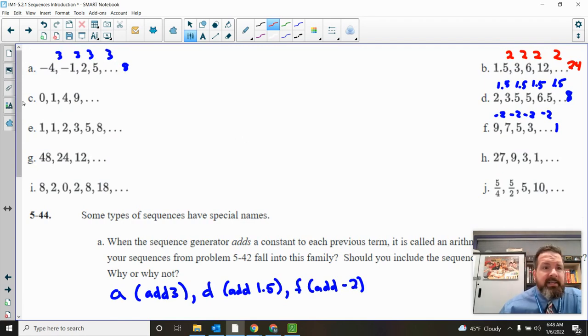Okay, letter C. Well, here there's a big problem because if you multiply 0 by any number, it's going to stay 0. It's never going to turn into a 1. So right away, we know letter C is not a geometric sequence. It's something else. D we know is arithmetic. Let's check E. So to go from 1 to 1, you multiply by 1. To go from 1 to 2, you multiply by 2. Okay, already it's not the same number each time that you're multiplying by. This is not a geometric sequence.